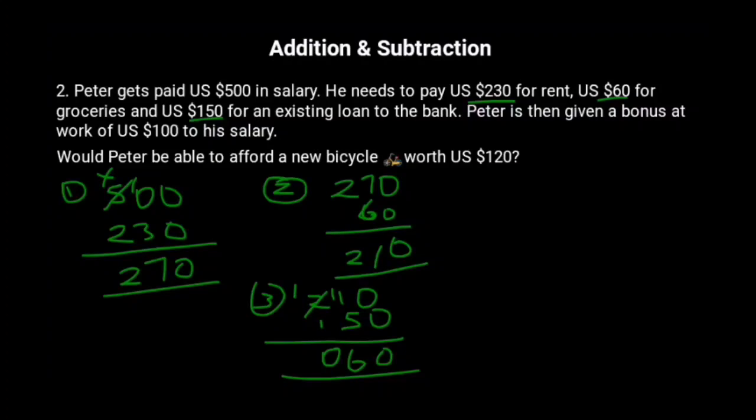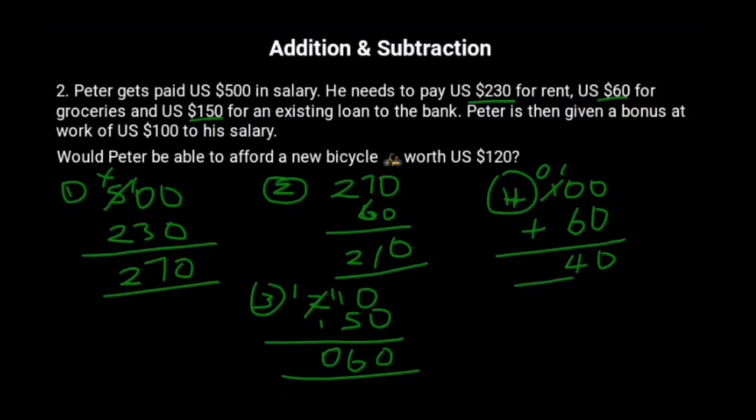So this is our value now. So we have 60. That is the remaining from the salary after we've taken out all of the rent and everything. So we have 60 remaining plus the bonus that Peter receives. So 60 plus 100 gives us 0 plus 0 is 0. Sorry, we're supposed to add, not subtract.